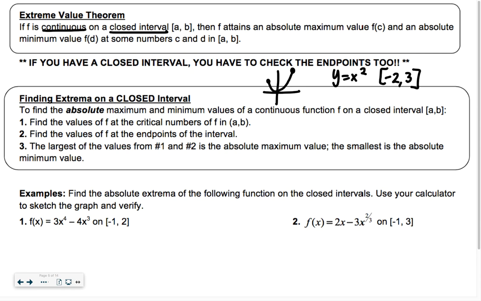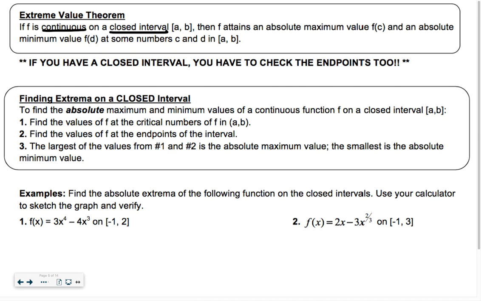Does this make sense? So we have to consider those endpoints. So I wrote it in bold, I put stars next to it, and I put 2 exclamation points. So it's pretty important. All right. For the graph, so for max and for min, it's always the y value. Yeah. So finding extrema on a closed interval. So it says to find an absolute max or min, we go through the following steps. So we find the critical numbers.